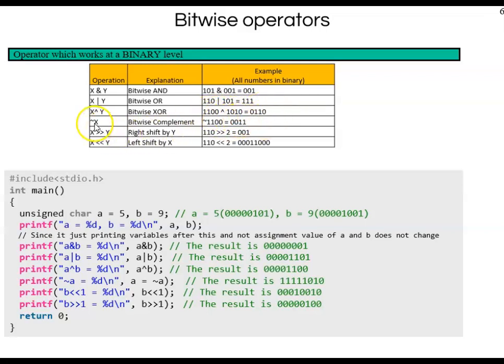And finally, bitwise complement. So bitwise complement is negation. 1100 becomes 0011. Right shift by 2 is actually divide by 2. Left shift by 2 is actually multiply by 2. So that's in quick summary the bitwise operators. These are very helpful when we have to do low level programming. So that's when bitwise operators are really powerful and useful.